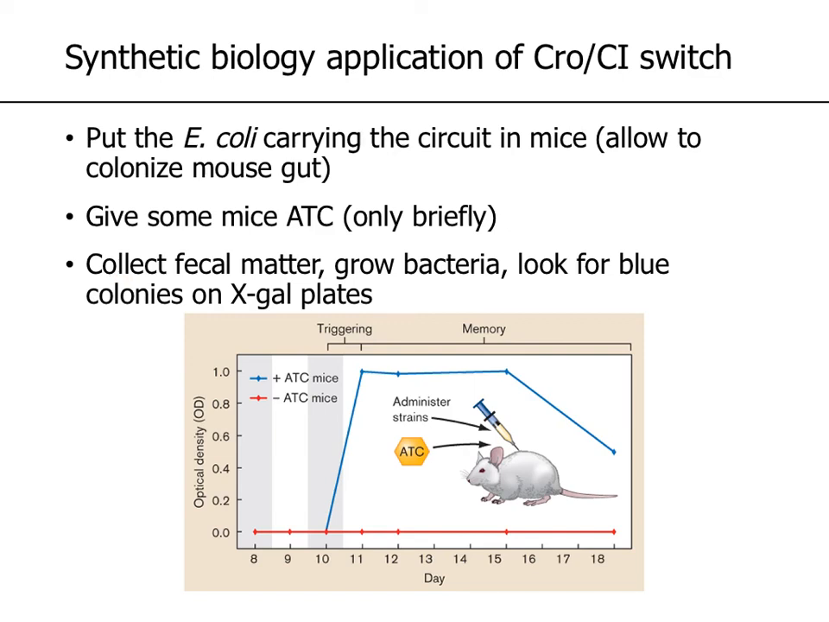And then for the next several days, they collect the fecal matter from the mice, and then they grow the bacteria, and they look for blue colonies on the plates. So we have mice that didn't get ATC, and then the mice that did get the ATC. Essentially what happens here is the switch flips. In the case when it does see ATC, it flips permanently, right? And now it's considered a memory element. So now, remember, the mice saw the ATC here, but it's not seeing ATC anymore as the days go by. And so it has actually remembered that it's seen this antibiotic, and you can then track it when it's coming out in the feces of the mice.